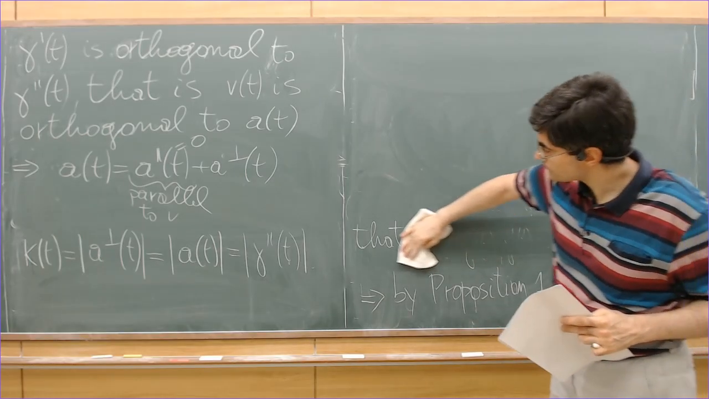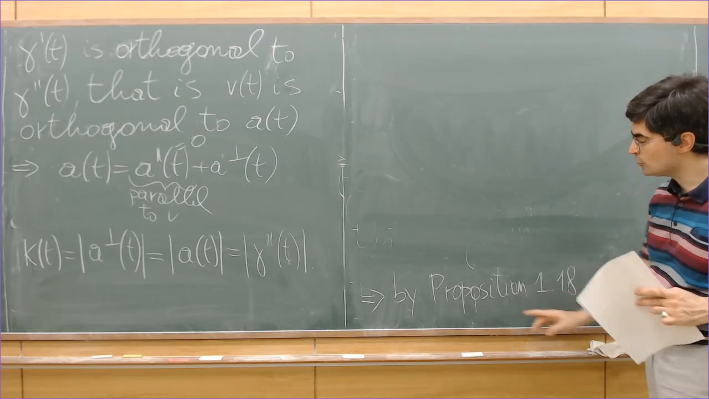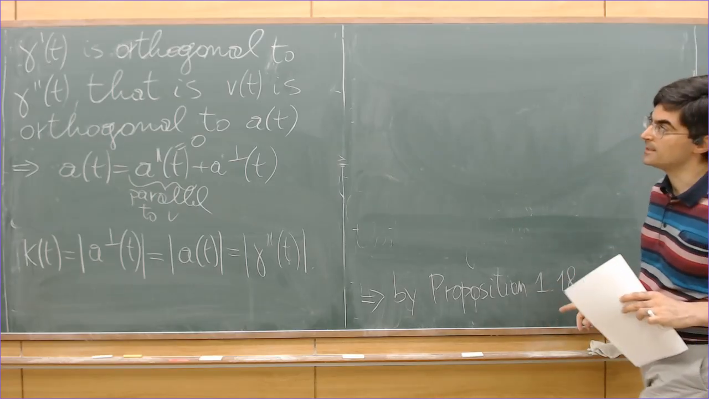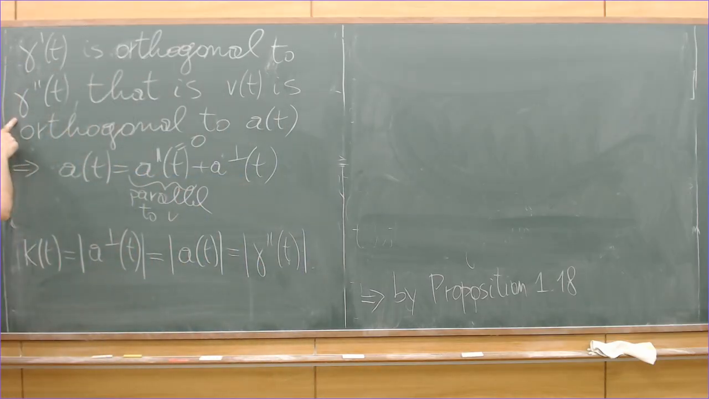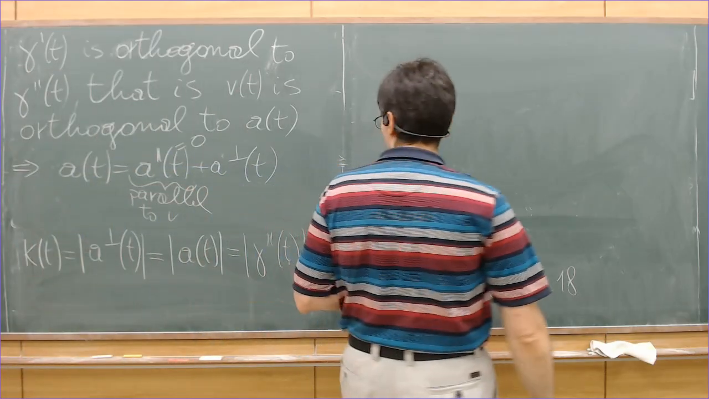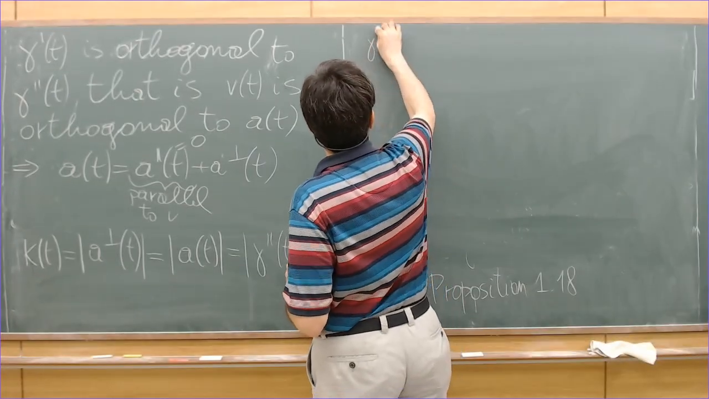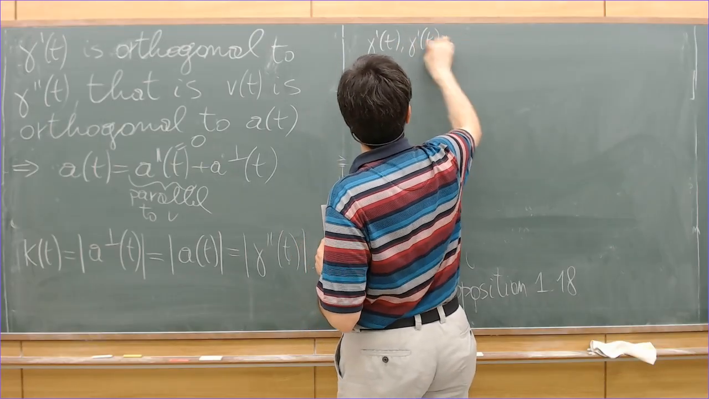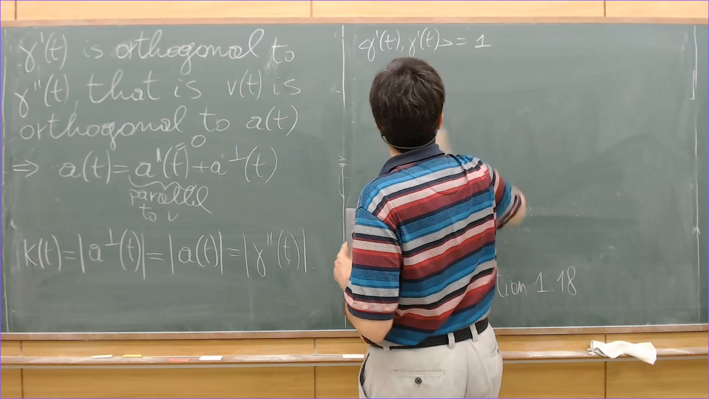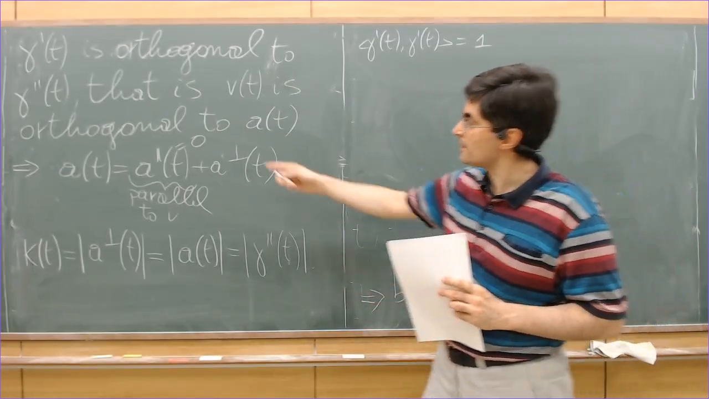If you don't want to use Proposition 1.18, you can prove that gamma prime is orthogonal to gamma second just by differentiation of the inner product of gamma prime with itself, which is equal to 1. And you will get immediately the same result.